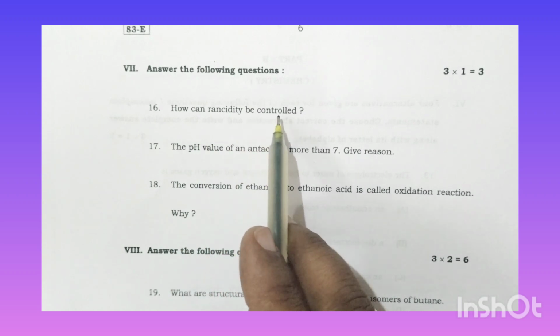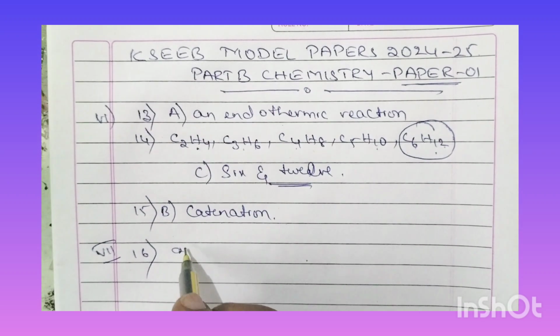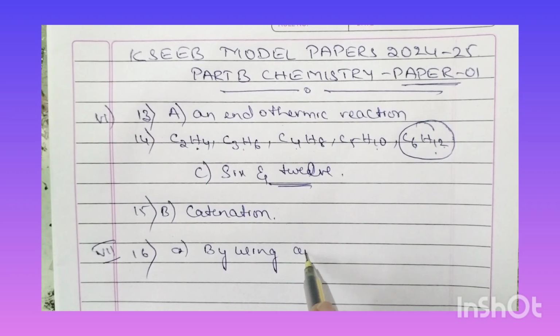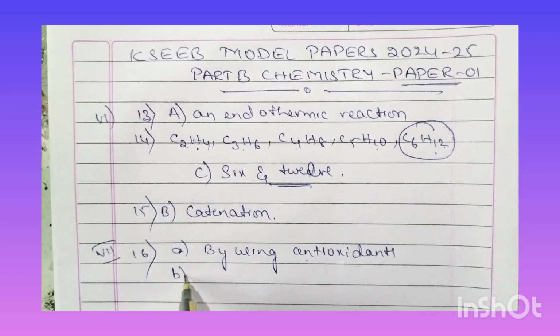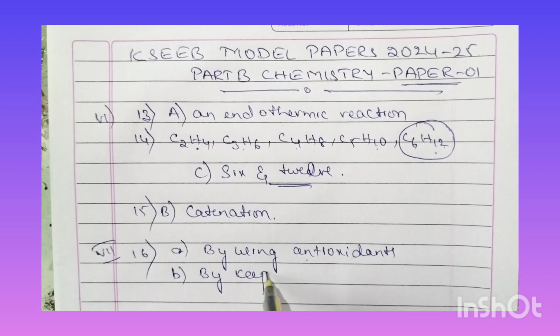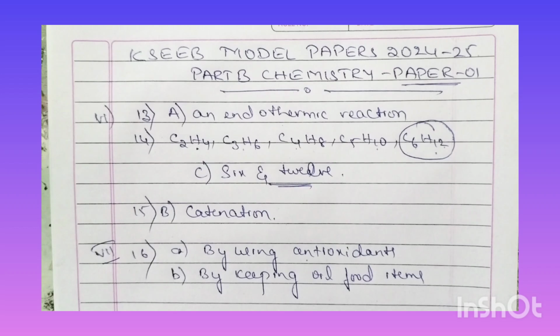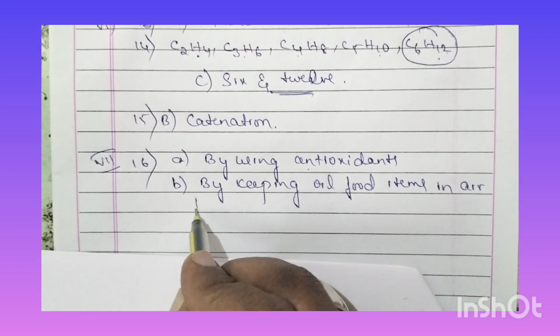How can rancidity be controlled? One is by using antioxidants. Then the second one is by keeping oil food items in airtight container.